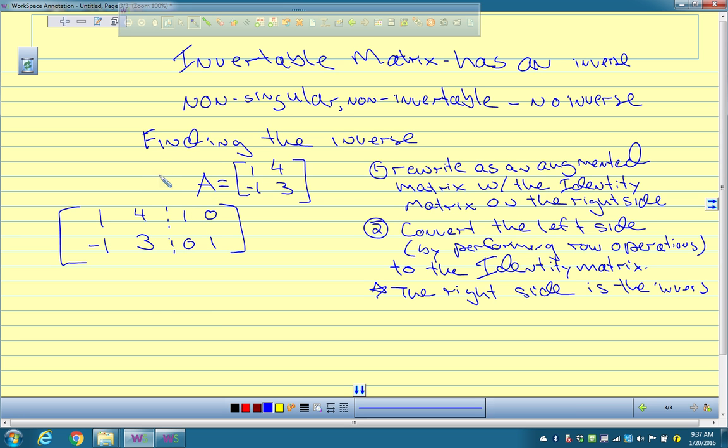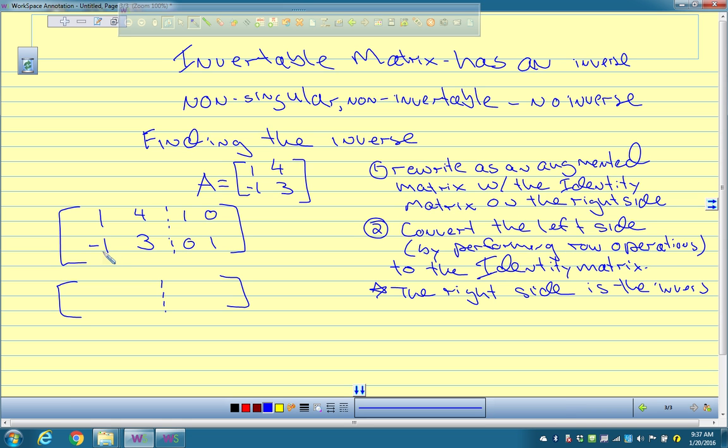Okay? So what you want to do is, in other words, you want 1's here and here, and 0 here and 0 here. But remember that you're performing the row operations on the entire row, not just on this part of it. Okay? So who could tell me what I could do to get a 0 down here?